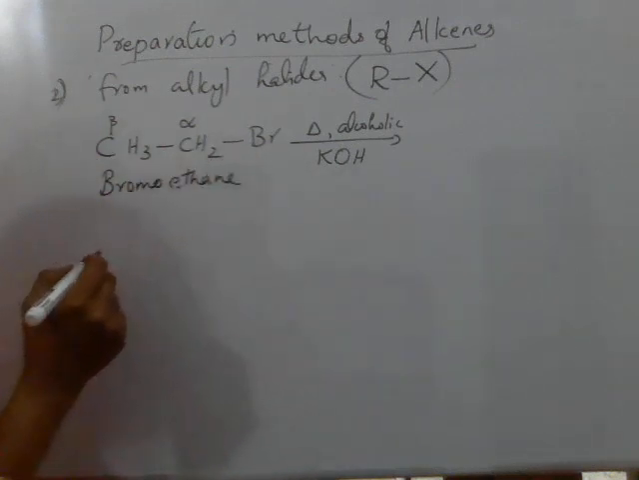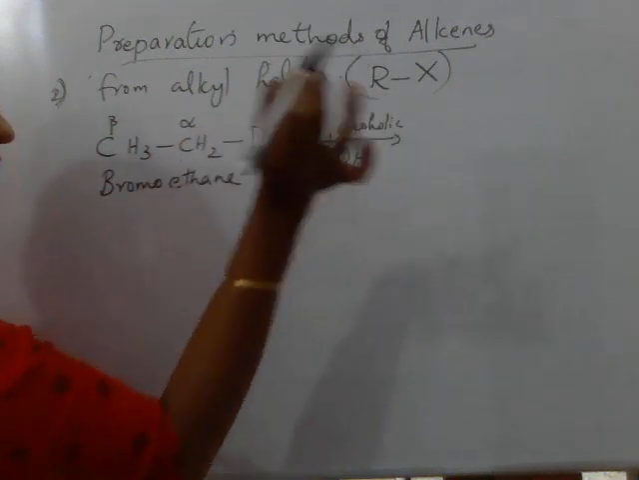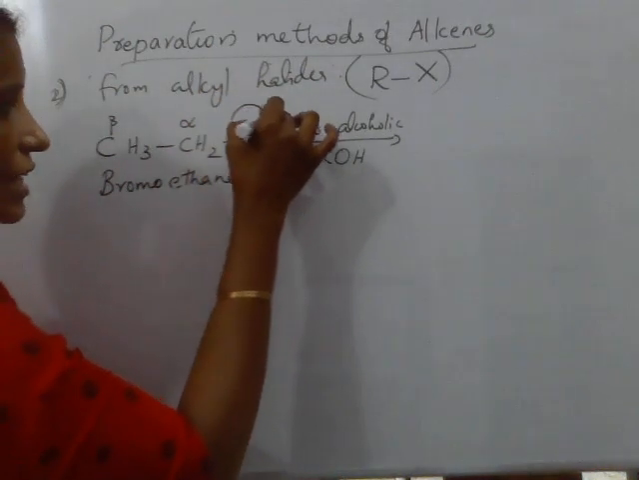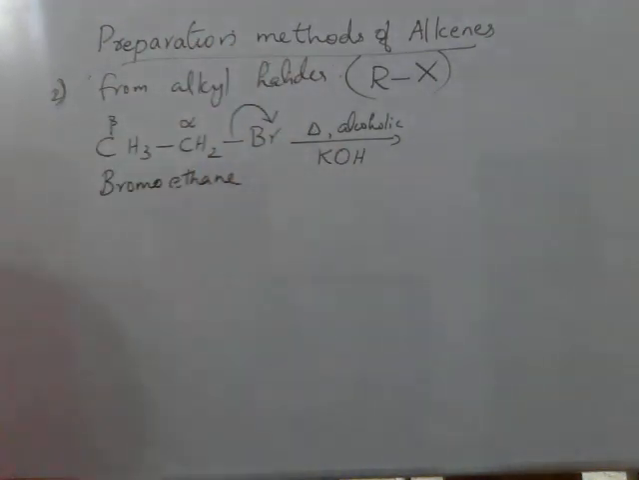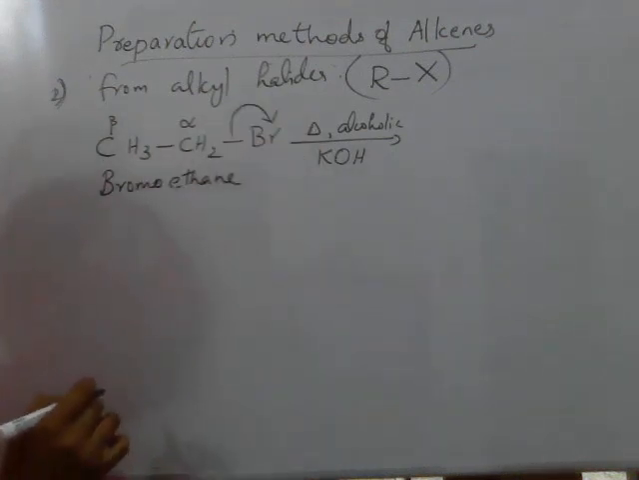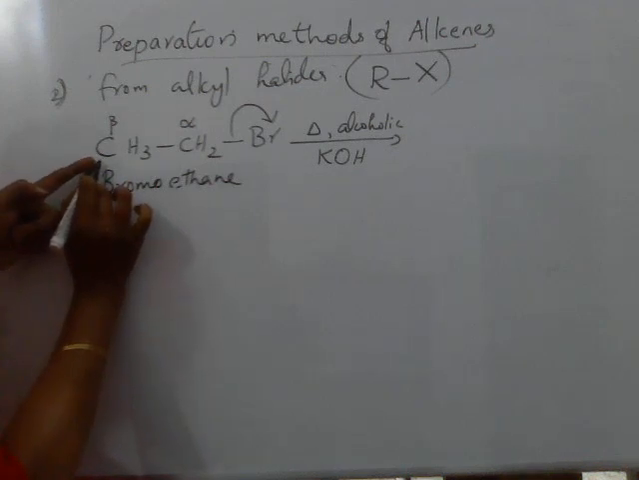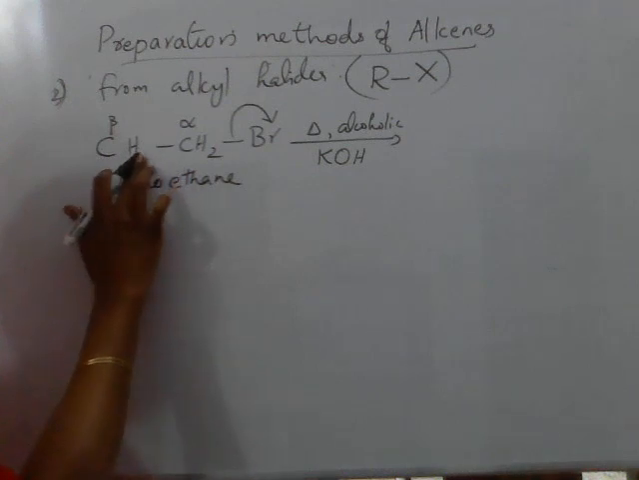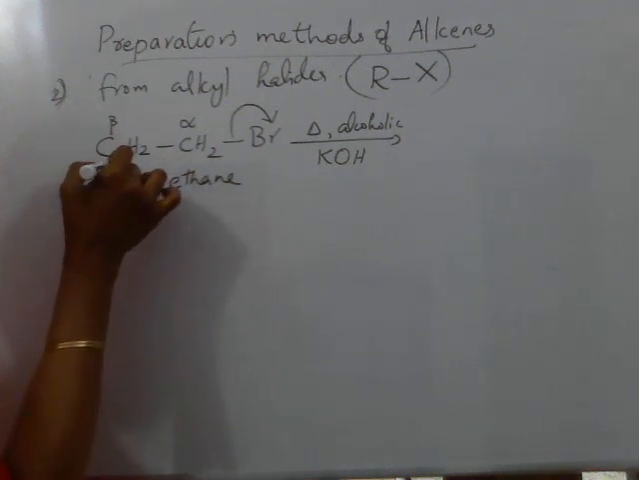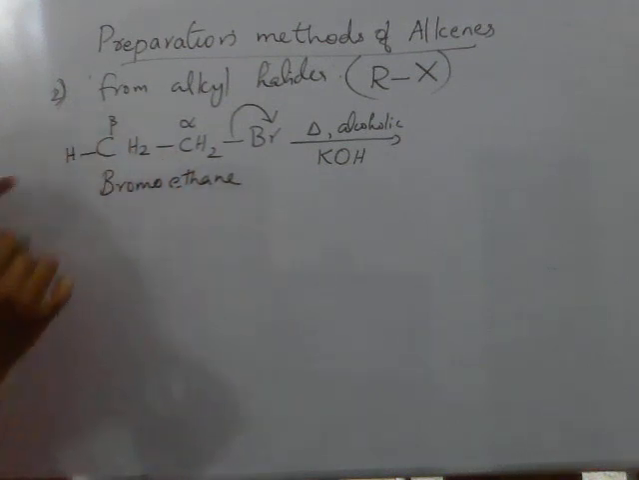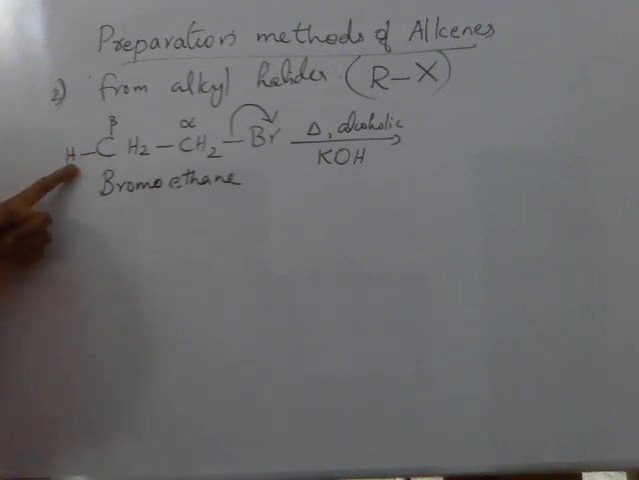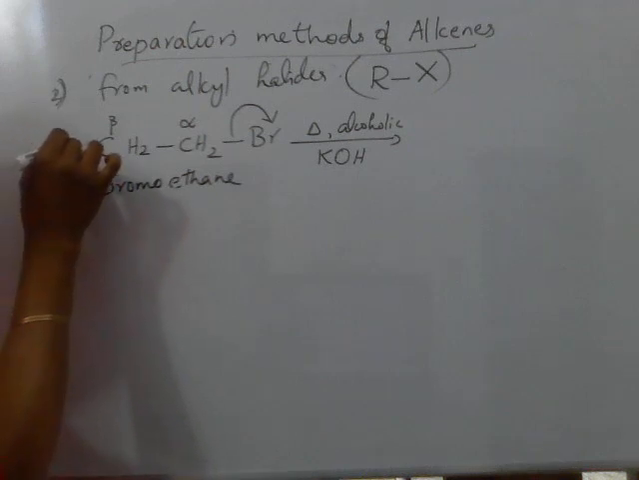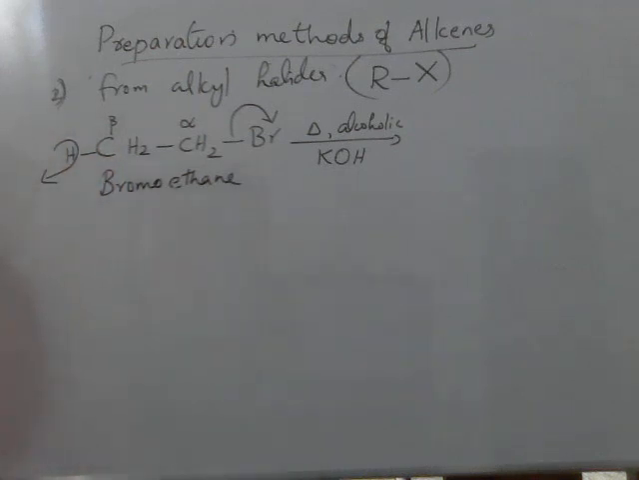So during this reaction, the carbon-bromine bond breaks and bromine leaves the reaction in this manner. Bromine is eliminated from the alpha carbon atom and one of the hydrogens from the beta carbon atom is also eliminated. So here I am showing one of the hydrogen atoms separately. This is the beta hydrogen because this hydrogen atom is present on the beta carbon atom. So one of the hydrogen atoms is eliminated from the beta carbon atom.